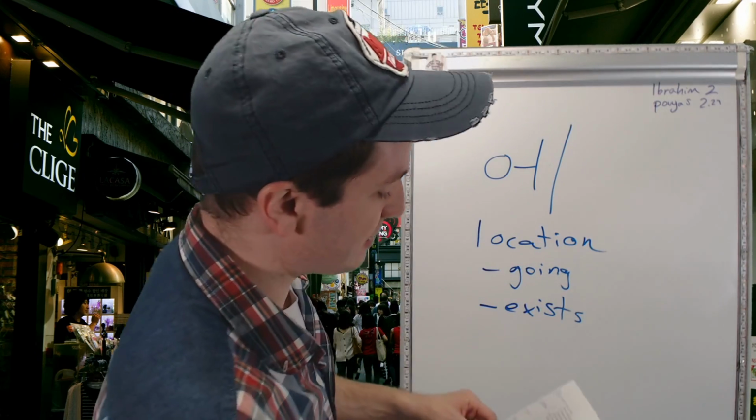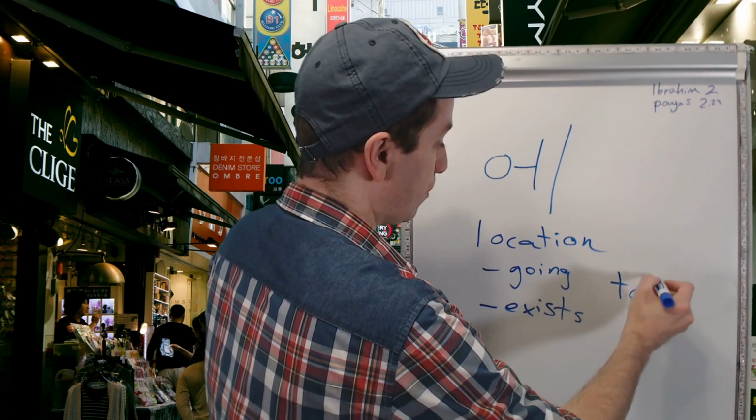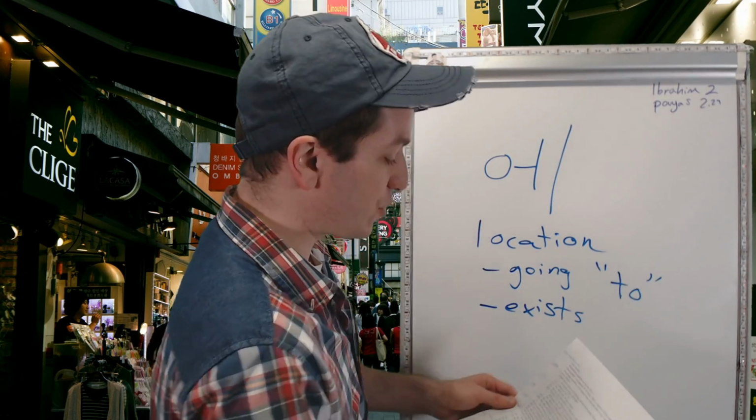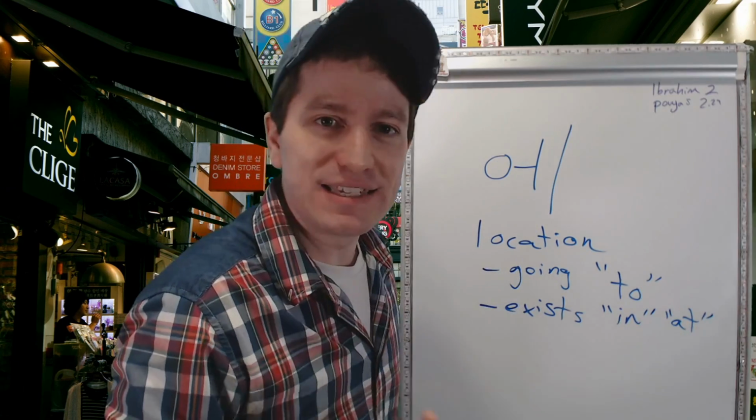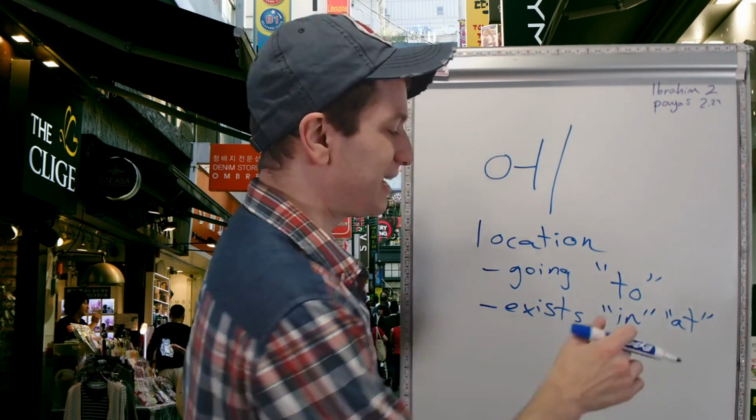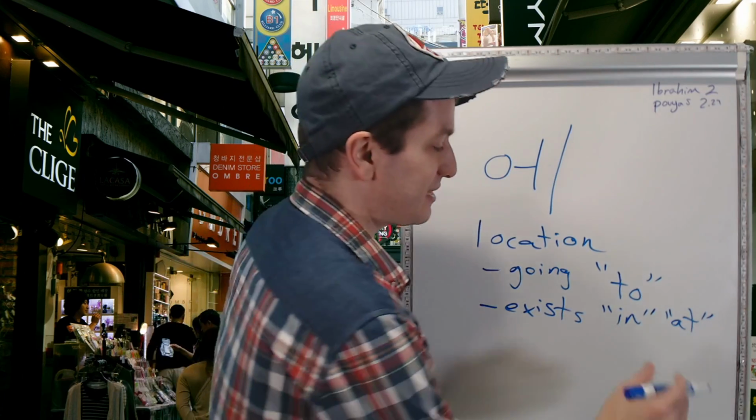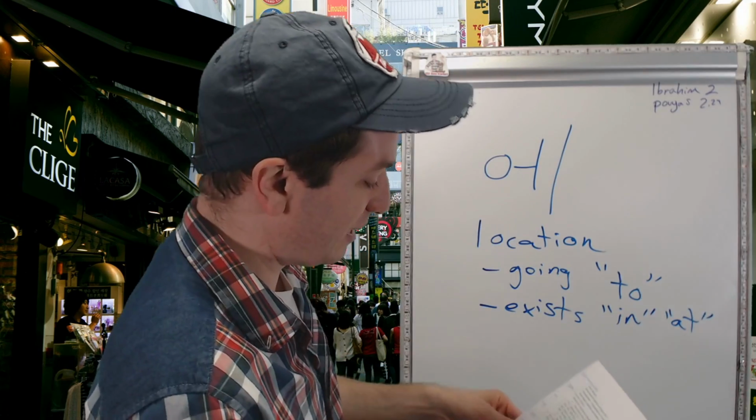So you might see it translated as to, like I'm going to the store. You might also see it translated as in or at, like where is Charsu? Well, Charsu is in the house. Charsu is at home. So let's give an example.